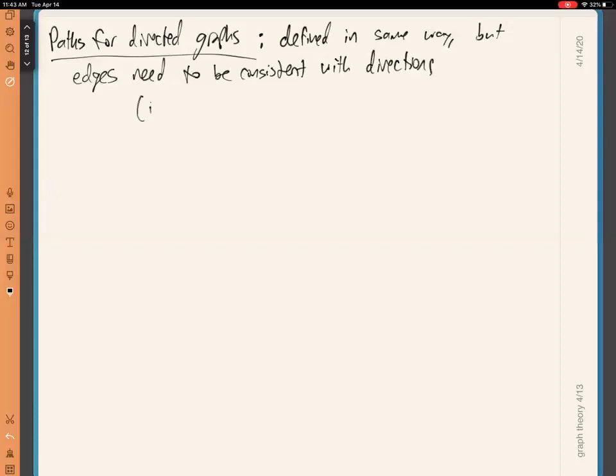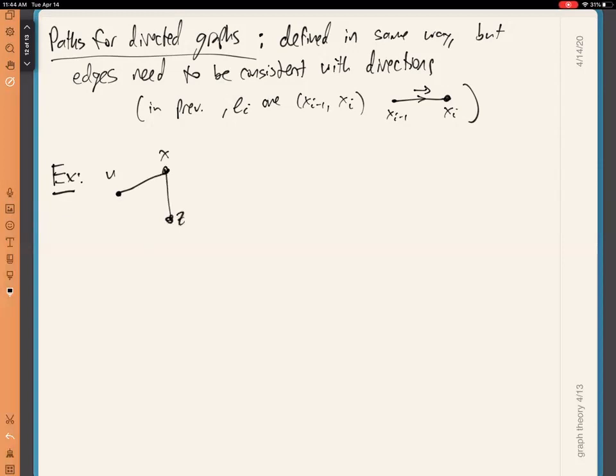If you go back to the previous definition, your edges e_i are from x_{i-1} to x_i, with the direction taken into account. So e_i has x_{i-1} as its initial vertex and x_i as its terminal vertex. So you can't go backwards unless the graph allows you to. So for example, let's say, just give me a second to copy this graph. It's similar to the example we had on the previous page.